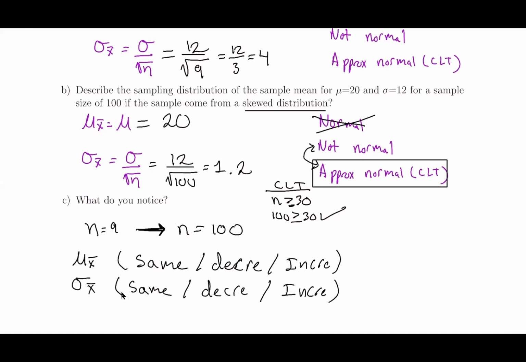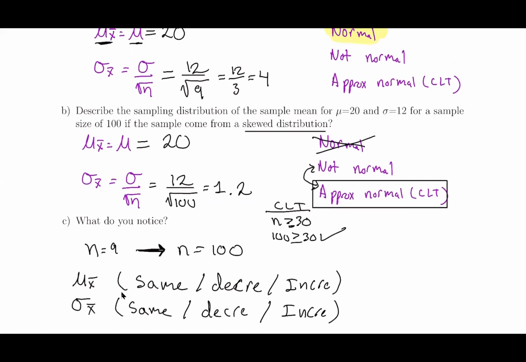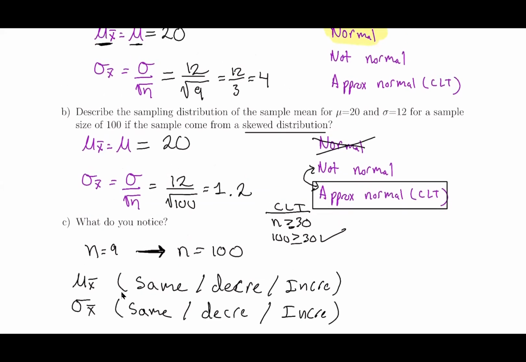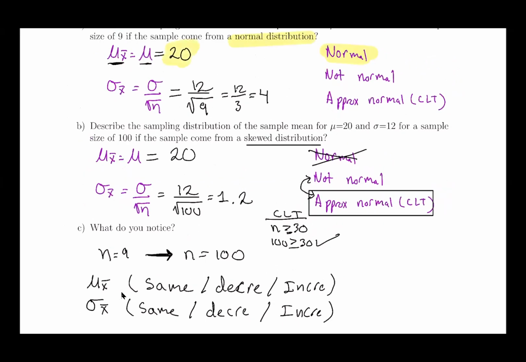So let's do mu of x bar. For A, it was 20. For B, it was still 20. So for mu of x bar, did it stay the same, decrease, or increase? Same. It stayed the same. So we're going to say stays the same.